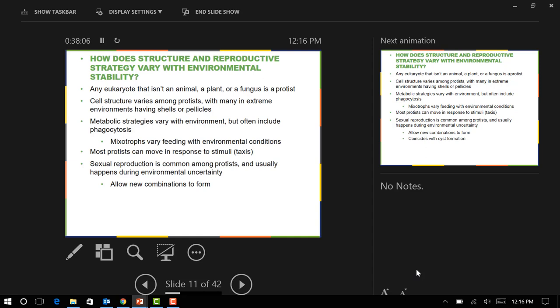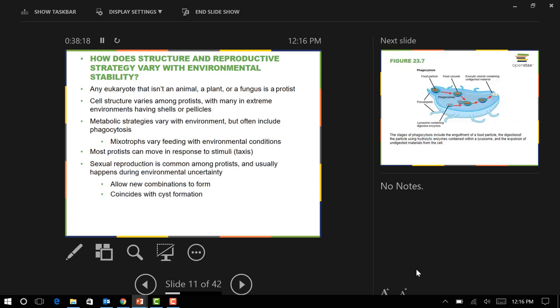And then another one is sexual reproduction also coincides with cyst formation. A lot of these protists can wait out the harsh time of the year by basically making a cyst around either the cell formed after sexual reproduction or the cells they make in preparation for sexual reproduction. Basically wrap it in a cyst, protect it from the environment, allow it to wait out. You find this a lot in protists that live in freshwater environments in areas where the freshwater freezes over in the wintertime.